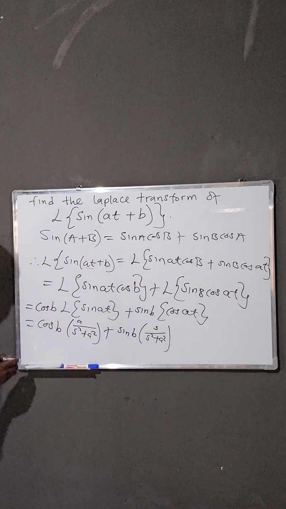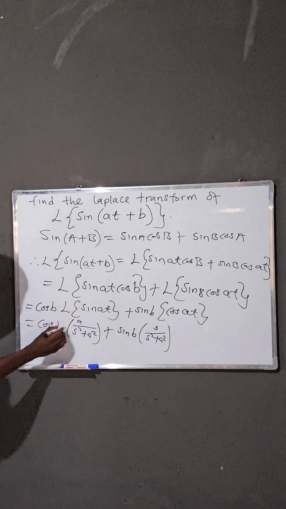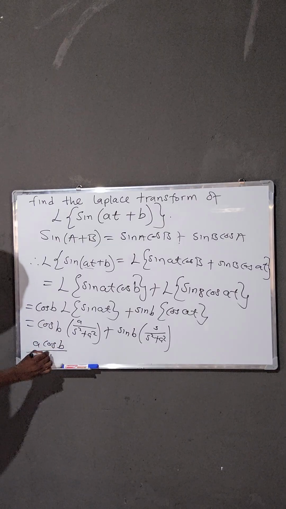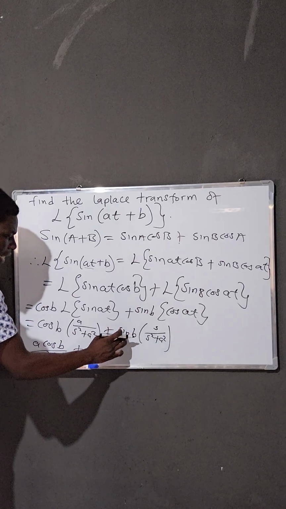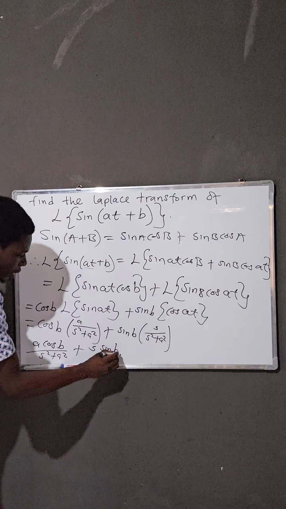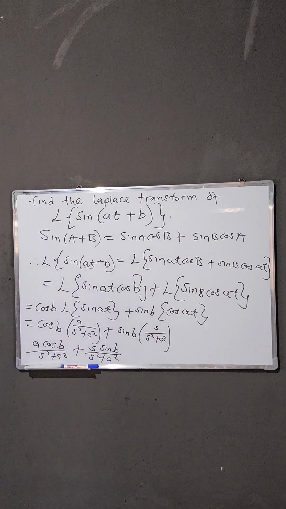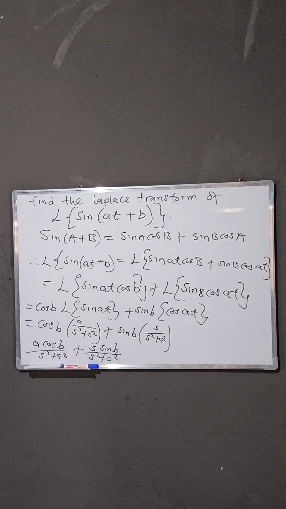From here, you multiply cos b times a, and you get a cos b over s squared plus a squared, then plus. You come here also, you multiply sine b times s, which gives you s sine b over s squared plus a squared. In this case, you've seen that you have the same denominator, so you can just add the numerators or simply end there as your final answer.